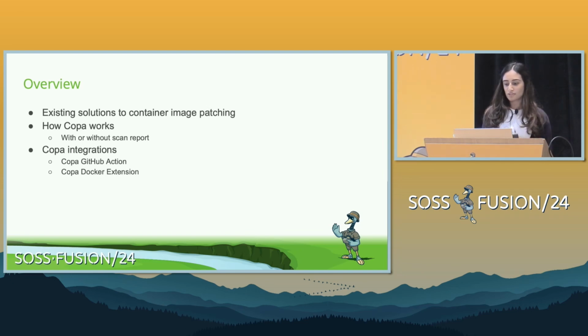So today, I'll start by going over solutions that currently exist to patch container images, and then get into how Copa works and the ways you can use it either with or without a vulnerability report. And then I'll show some integrations of Copa like the GitHub action and the Docker extension.